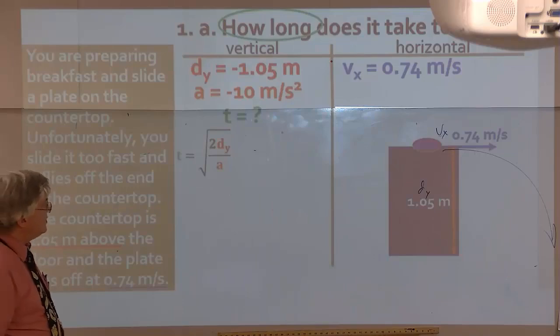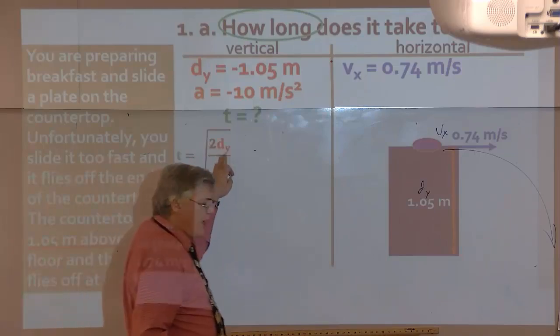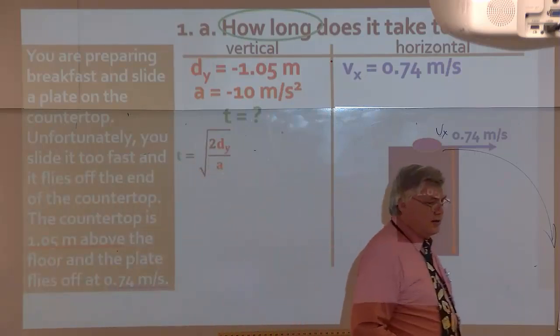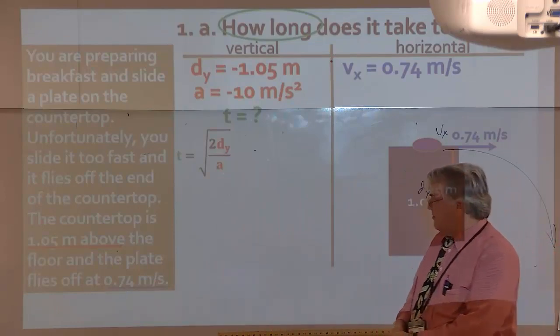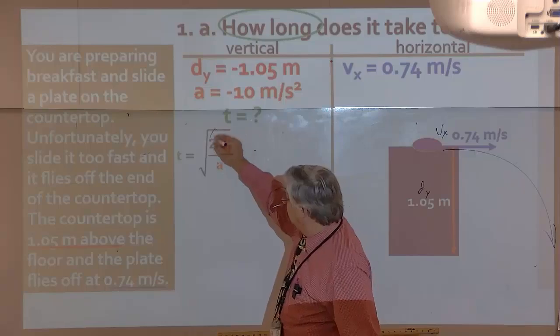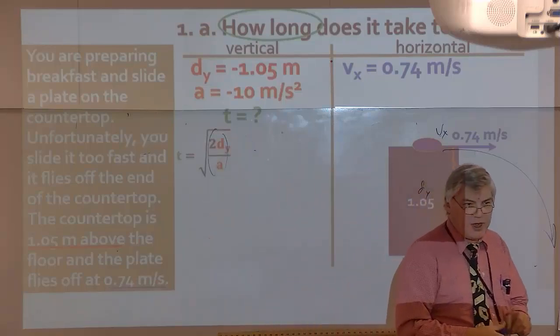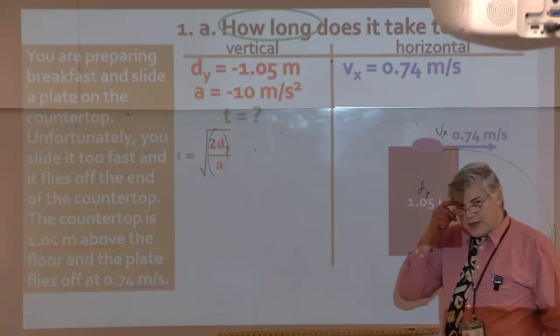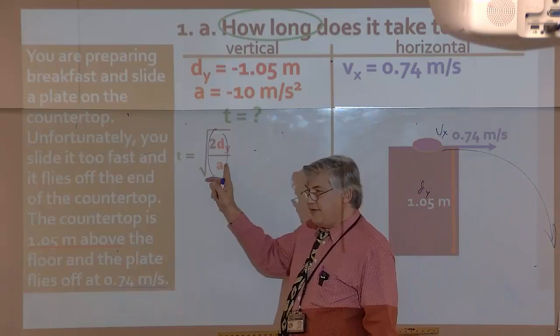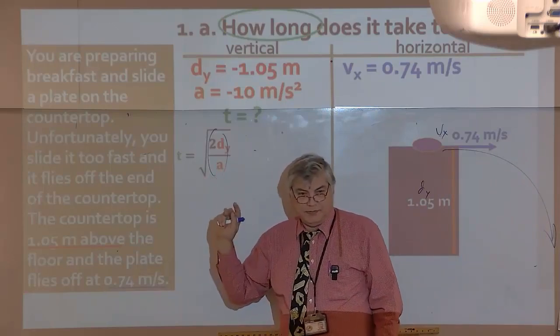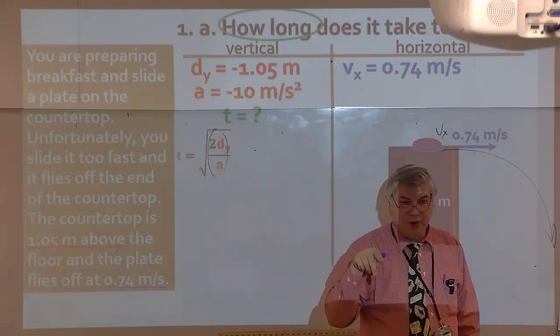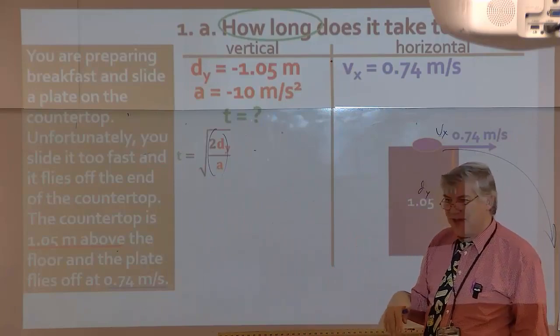Okay. So this is the equation I'll use: 2 dy over a, and take the square root of that for time. Make sure that all of that is together before you take your square root. Depending on your calculators, I've seen a lot of you leave this out and take the square root of 2 dy and then divide the whole thing by a. You don't want to do that.